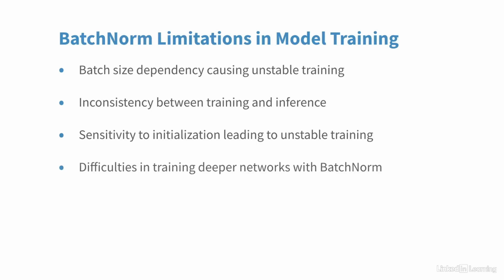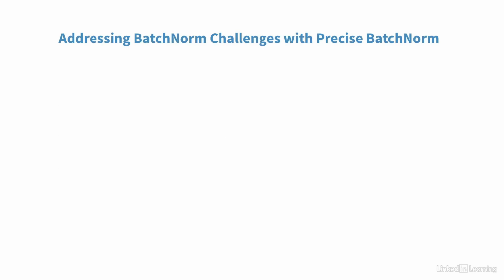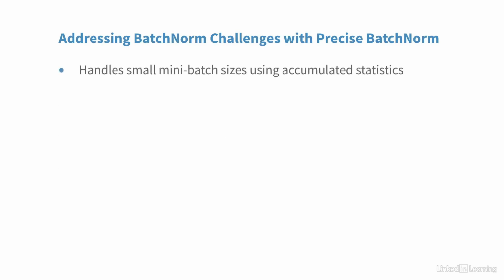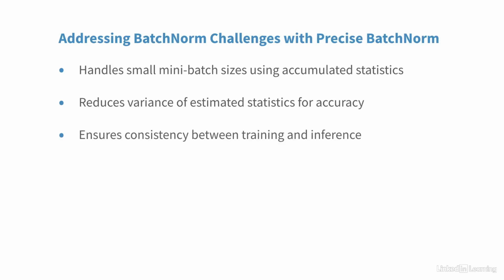Batch norm can make it difficult to train very deep networks because the normalization process can wash out useful information in the deeper layers of the network. Here's how precise batch norm addresses these challenges. Precise batch norm uses larger batch sizes during training to improve the accuracy of computed statistics. This is achieved by accumulating statistics across multiple mini-batches.